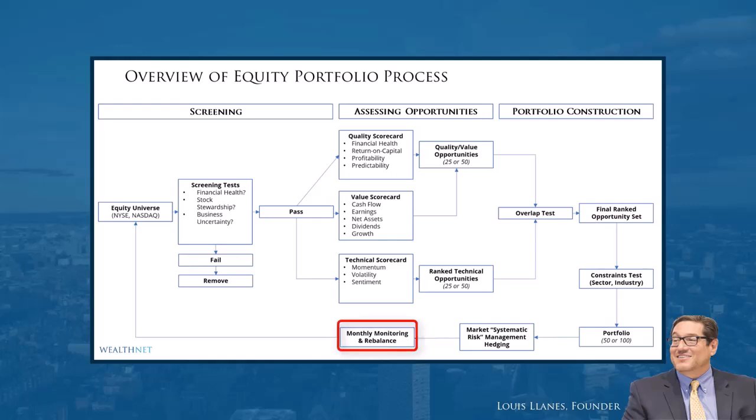So every month we run this routine again. You see it kind of cycles back. Who's in the universe? Who do we need to pull out? Who's passing? And it's kind of recycling through the process and always looking at it and saying, where can we focus our capital in a consistent way?